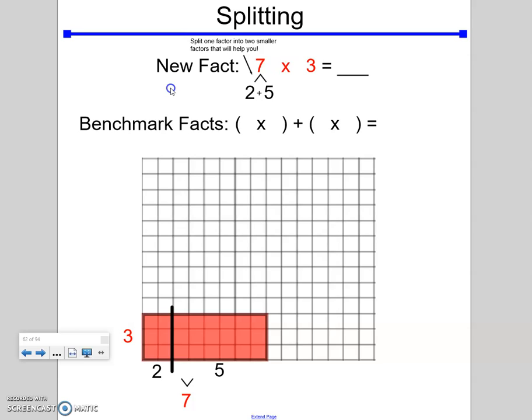And the reason that we would want to do this is because we know our 2s facts. If 2 was one of the factors in a benchmark, we would know it. We know all of our 2s facts. And if 5 were a factor in one of our benchmark facts, we would know that as well. We know our 2s facts and our 5s facts really well.